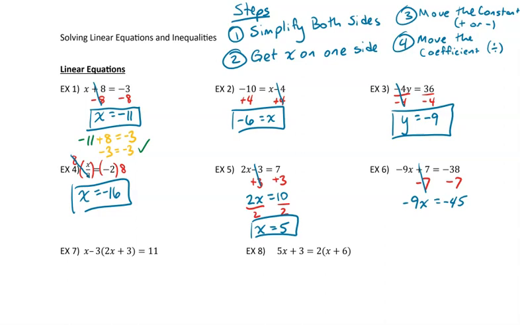All right, next step. We need to get rid of that -9. So to get rid of the -9, remember it's being multiplied by x. So we divide both sides by -9. So we get x equals +5, and that's our answer.